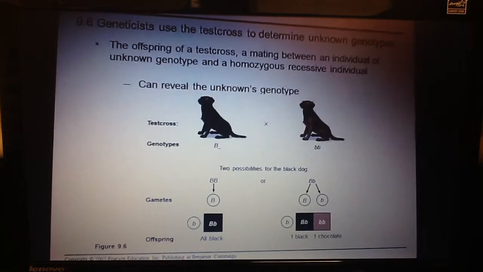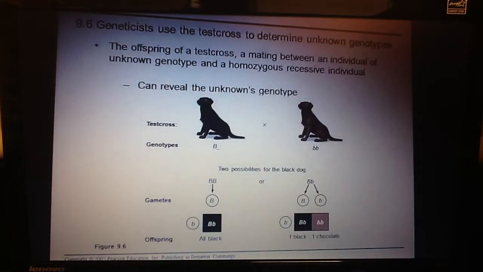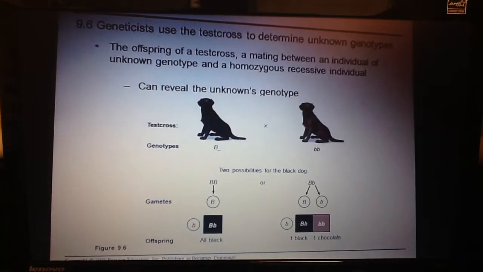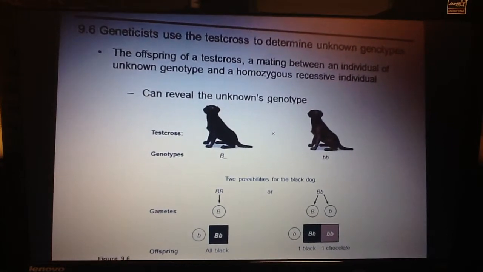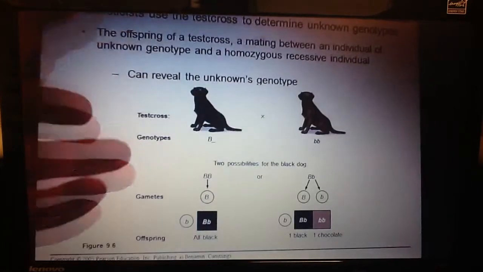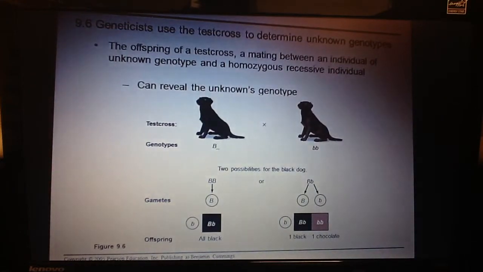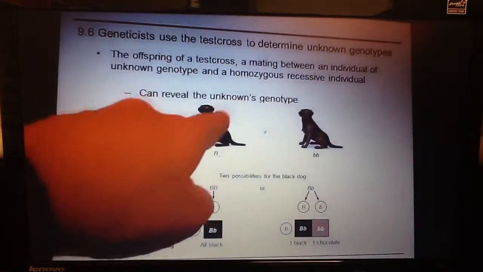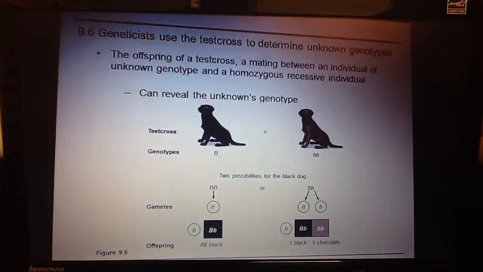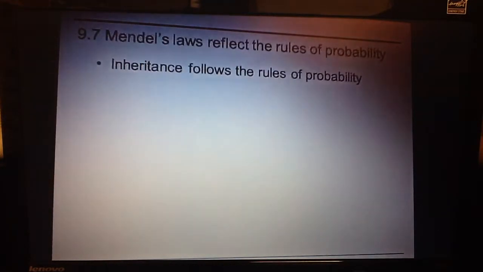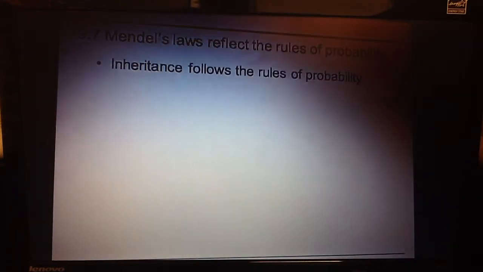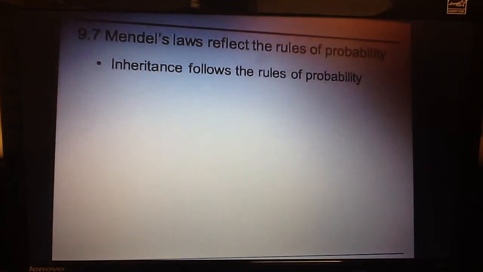And so I know that by doing a test cross between these two, I can figure out what that other allele is. Because if I get all black, then I know that it's capital. But if I am able to produce a chocolate, I know that recessive gene had to have come from this parent over here. Now, what Mendel is doing is he created some rules that kind of tell us about probability.